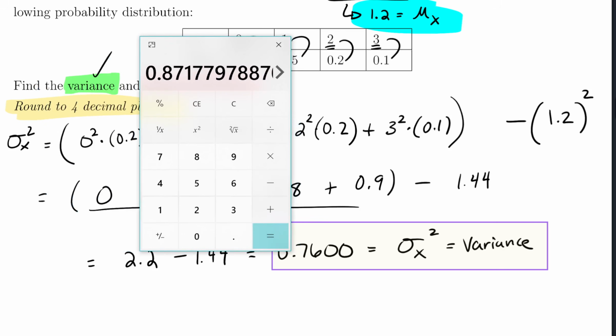We have been asked to round to 4 decimal places, so we look at 0.8717. We look to the 4th decimal. Remember, then you look 1 past it. If it's 5 or greater, you round up. If it's less than 5, it stays the same. Past the 7 is another 7, which is greater than 5, so we round up. So this will be 0.8718 as my standard deviation, which is my sigma sub x.